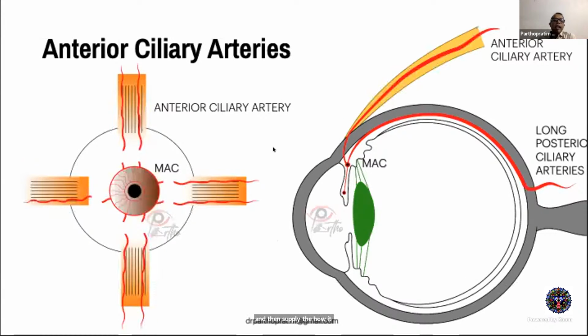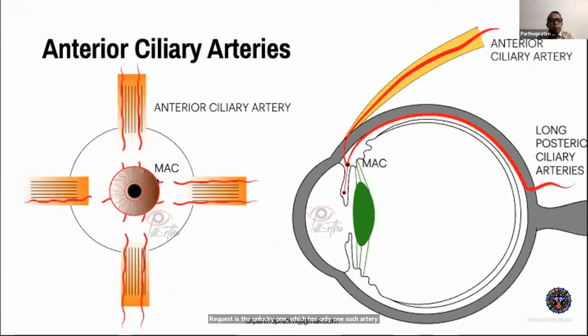So this is about the anterior ciliary arteries. There are 7 such arteries. They provide the major blood supply to the anterior uveal tract. Two travel with each rectus muscle. The lateral rectus is the unlucky one, which has only 1 such artery.